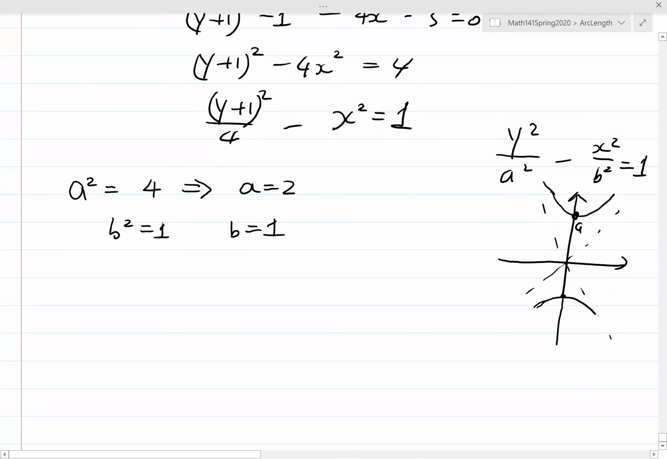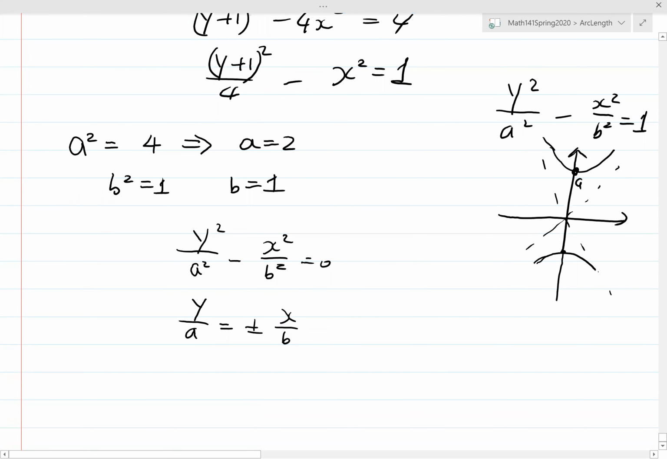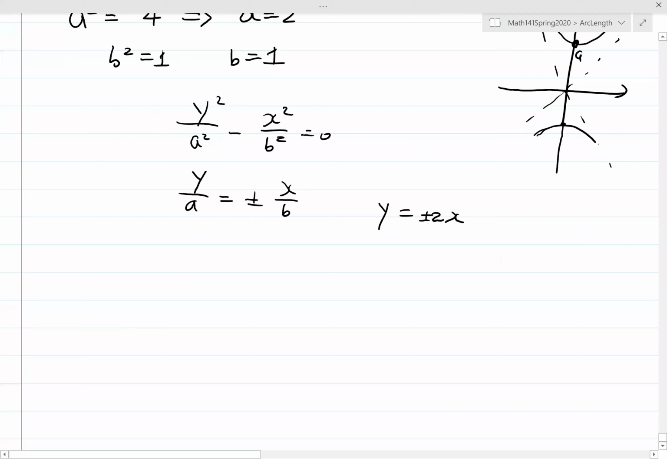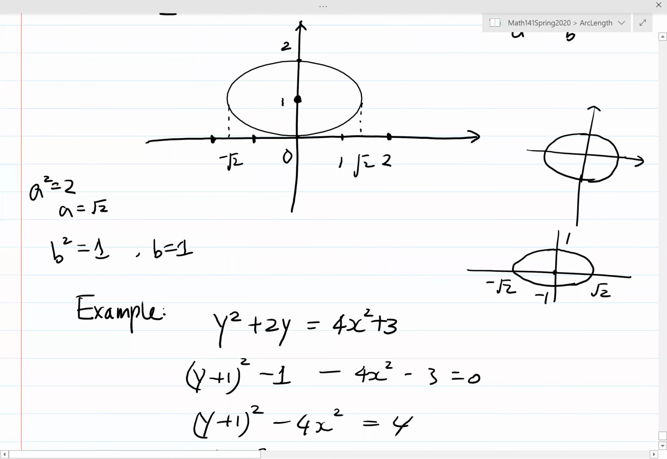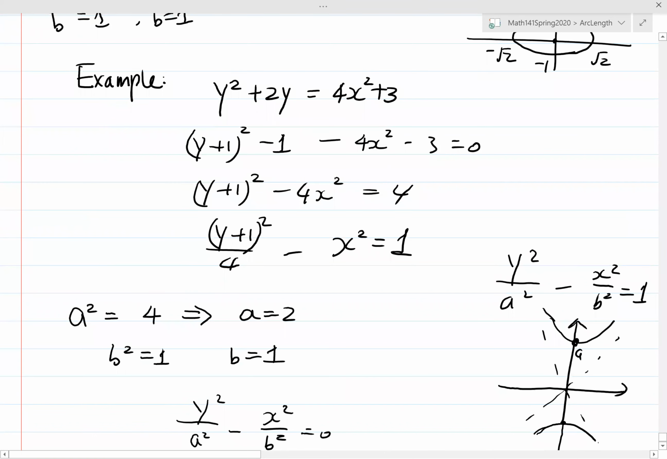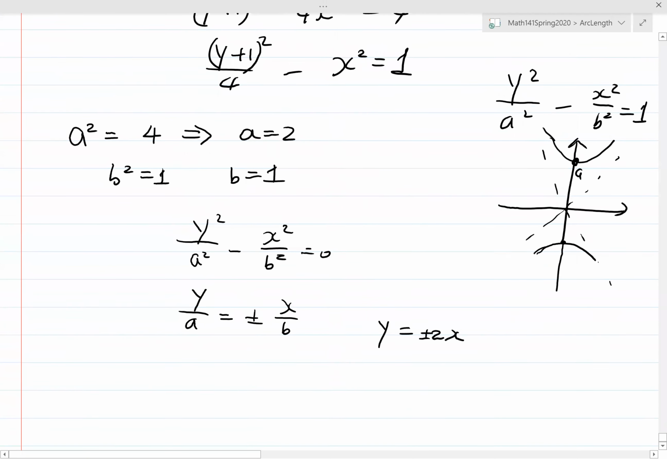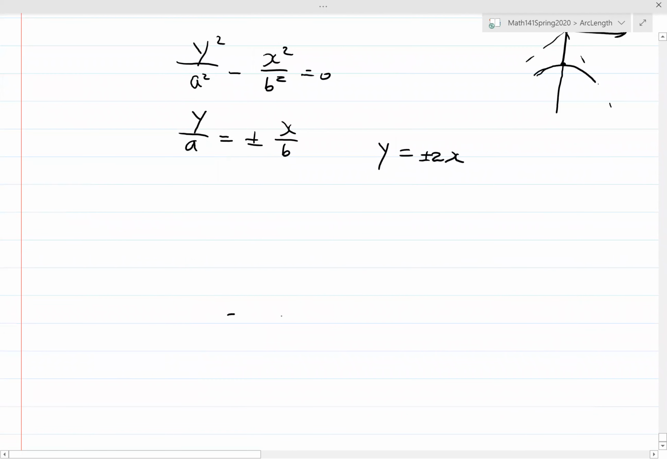Now for the asymptotes, you set y squared over a squared minus x squared over b squared to 0. Then you get y over a equals plus or minus x over b. So a is 2, so y is plus or minus 2x. Now the only difference is we need to translate the thing downward by 1 unit. So this will be y equals negative 2x.